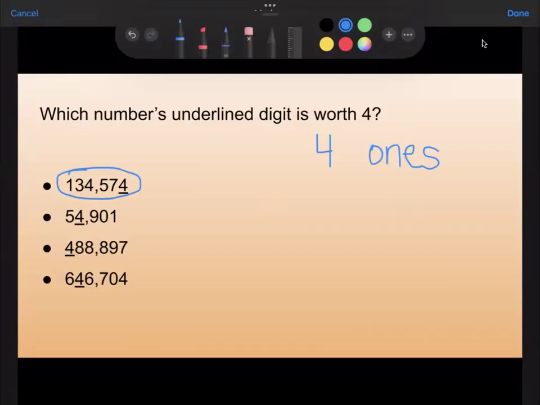In the second one, the underlined 4 is in the thousands place, which means it represents 4,000. So that is not what we're looking for. In the next one, the underlined 4 is in the 100,000s place. So that represents 400,000, not what we're looking for. And in the last one, the underlined 4 is in the 10,000s place, which means it represents 40,000 and not 4 ones, or 4. So we were right. The first one is the number we're looking for.